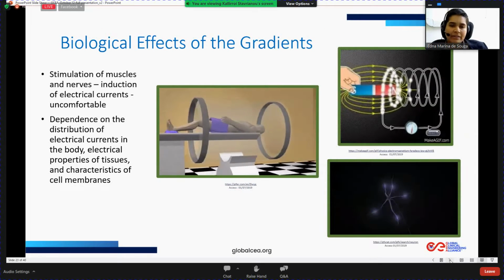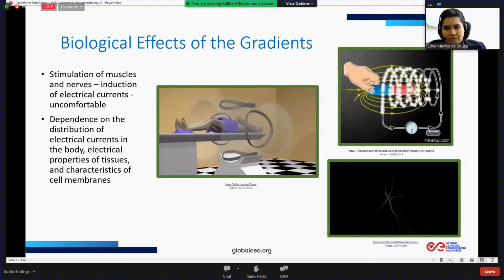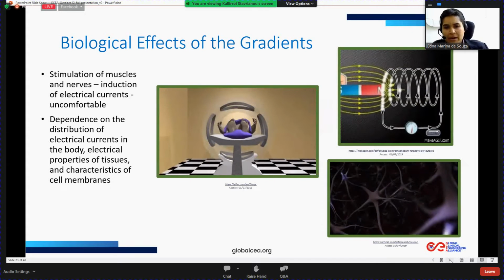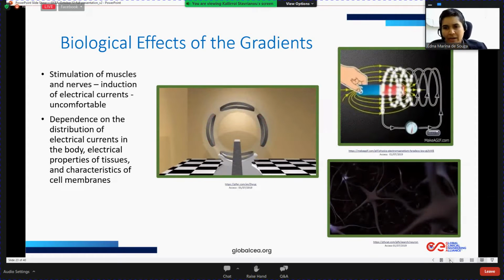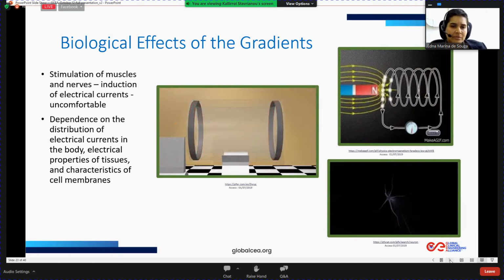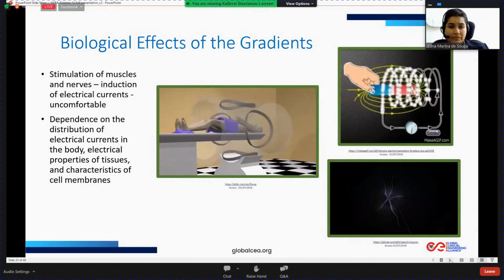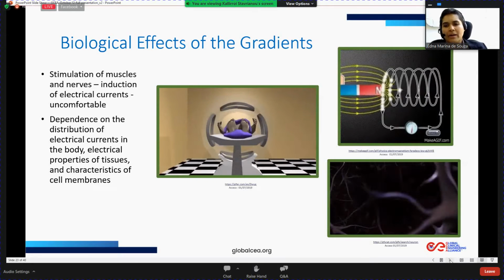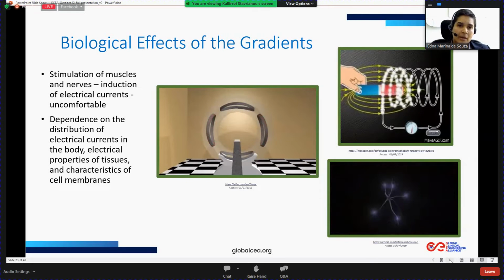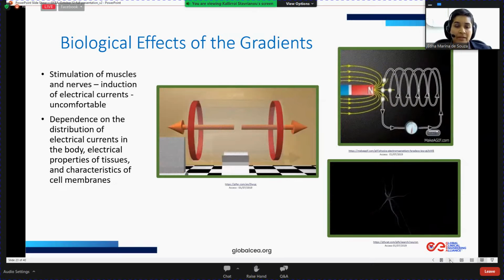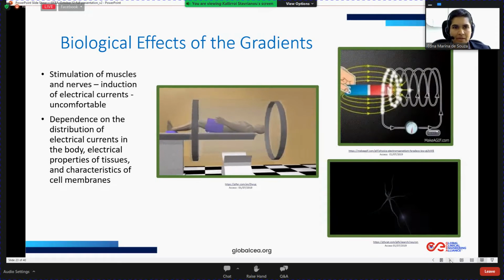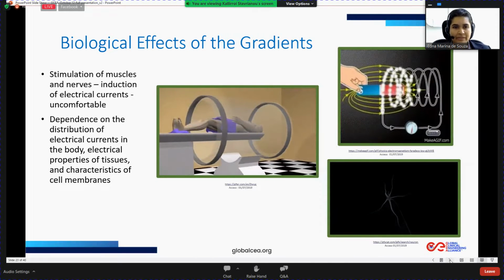Finally, magnetic field gradients can induce electrical currents in the body and also in medical devices. It can lead to stimulation of muscles and nerves, for example. These currents can also compromise the operation of many kinds of medical devices. Next, please.